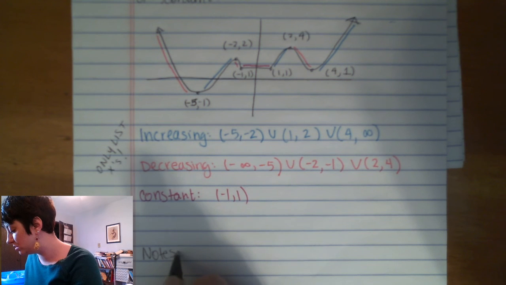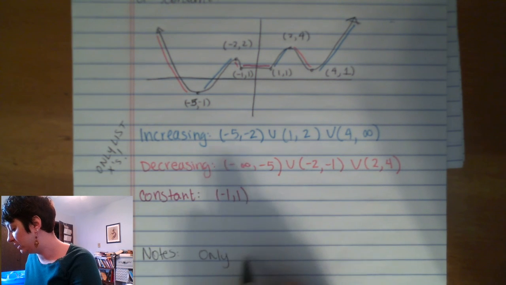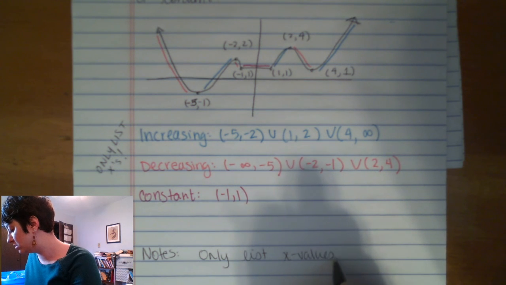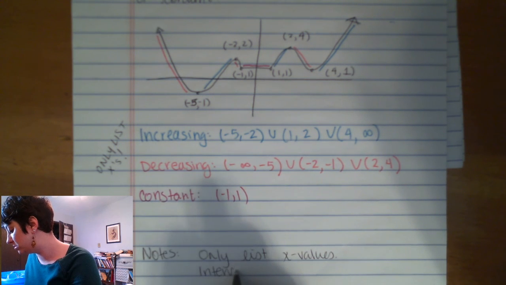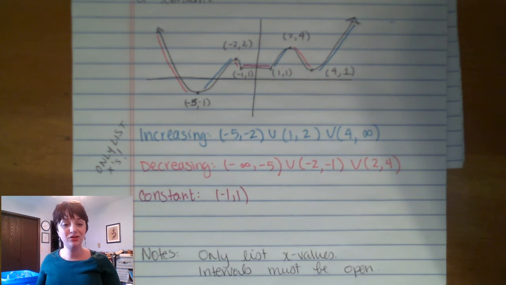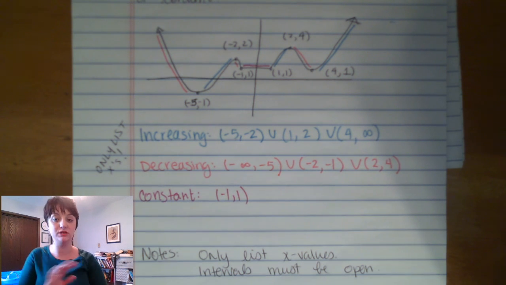So my notes: only list x values, intervals must be open. And monotonicity isn't more difficult than that.